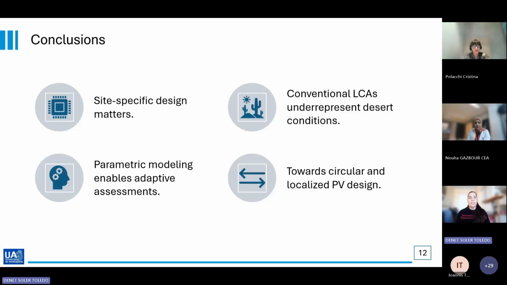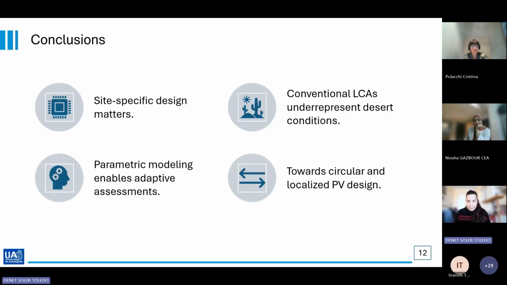And for concluding this presentation, I would like to highlight some of the principal results. First, site-specific design matters. The environmental performance of a PV plant strongly depends on local conditions, such as radiation, soil composition, corrosion level, etc. So every design should adapt to its context instead of following generic assumptions.